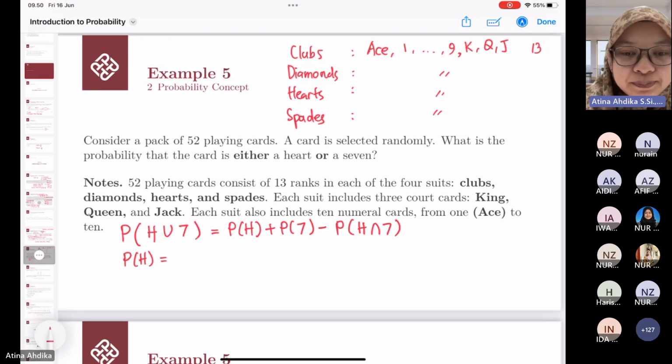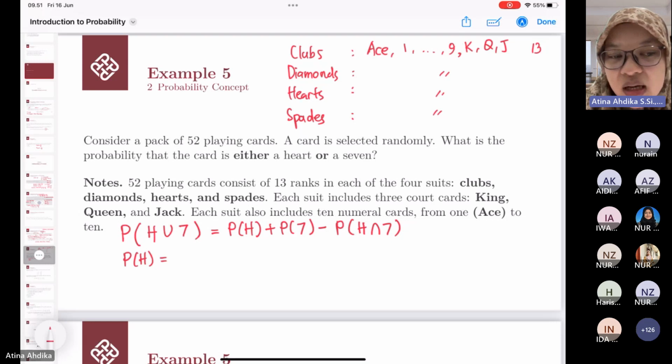So the question is, if I select one card randomly, what is the probability that this card is either a heart or a 7? To calculate this probability, we have to calculate the probability of the heart, then the probability of the card number 7, and then the probability of the intersection between heart and card number 7.